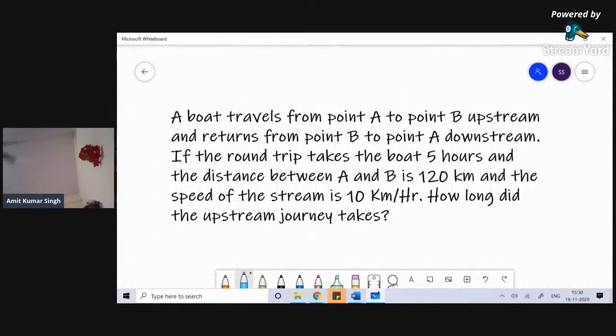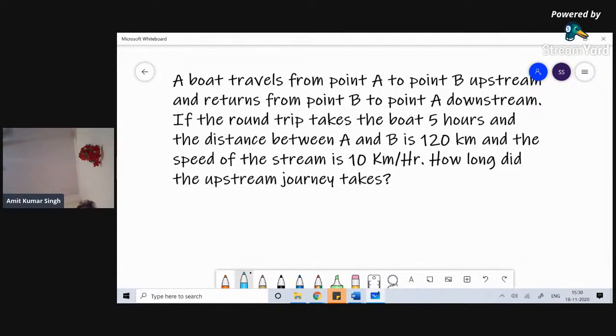So the motorboat travels from A to B upstream and returns. The total time is 5 hours, the distance is 120 kilometers, and the speed of the stream is 10 kilometers per hour. So you can write 120 divided by x minus 10 plus 120 divided by x plus 10, and the total time is 5 hours. So you can solve this.